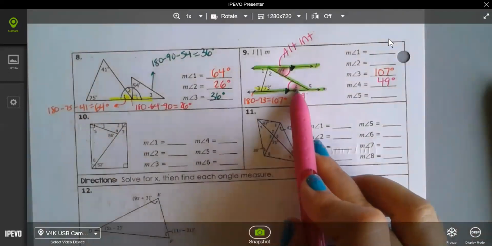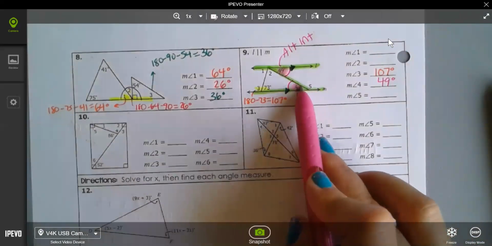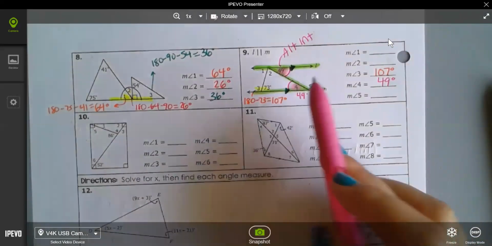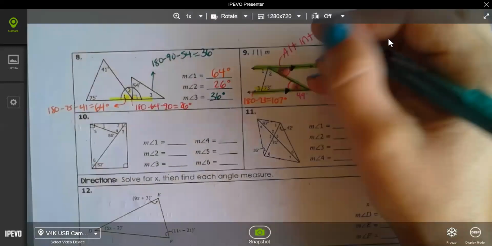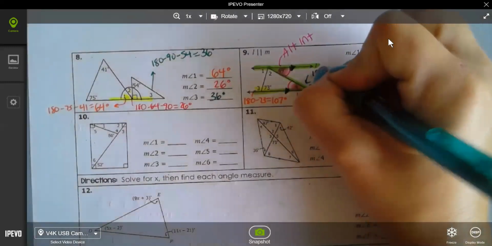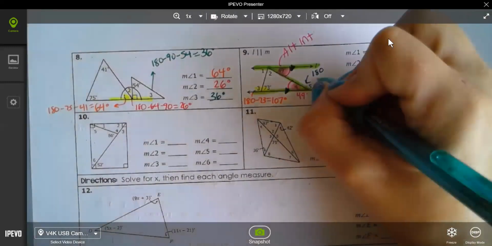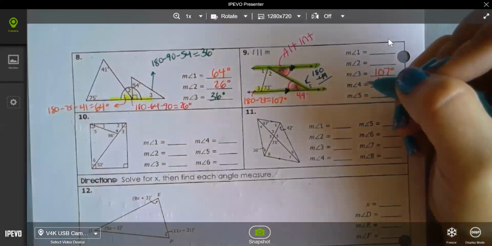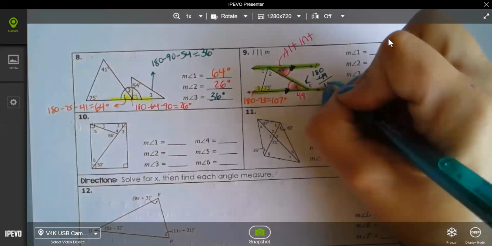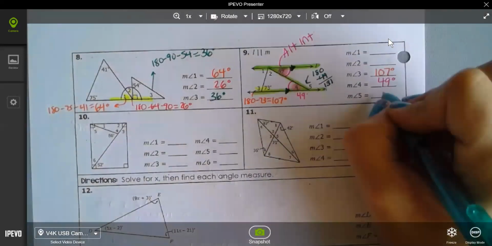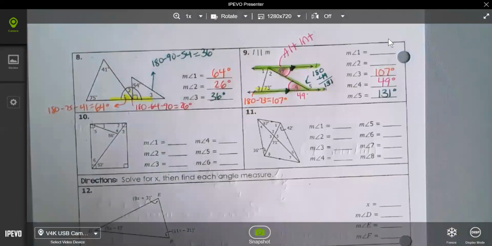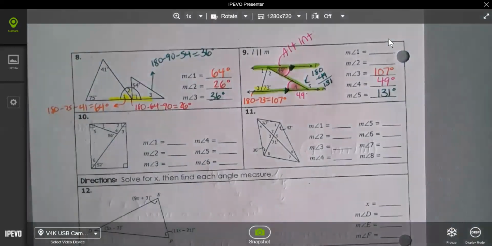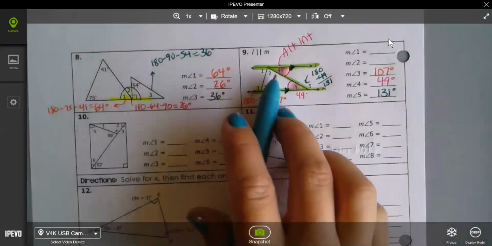Now that I know number 4, can't we figure out number 5 because it's a straight line? Sure can. So number 5 is going to be 180 because it's a straight line. Get rid of the 49, and that's going to leave us with 131 degrees. All right, well now I need 1 and 2.